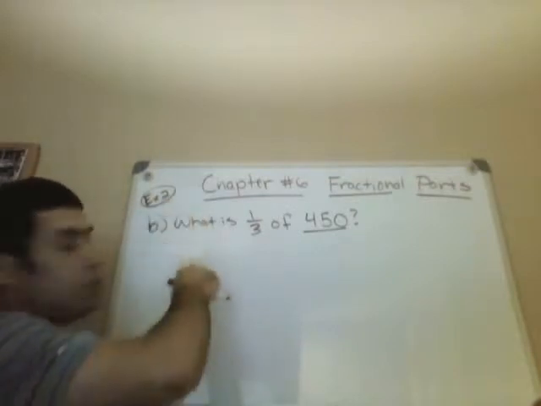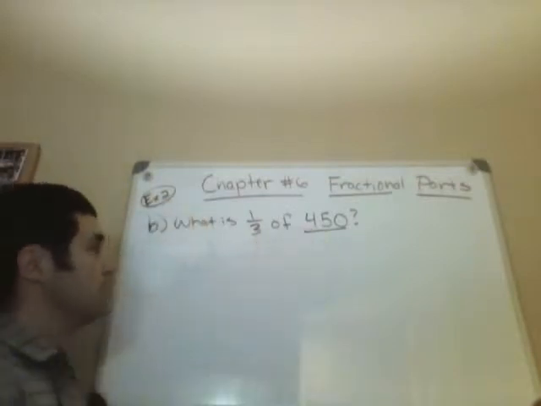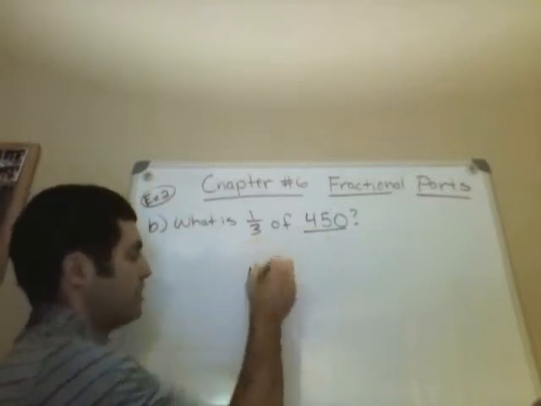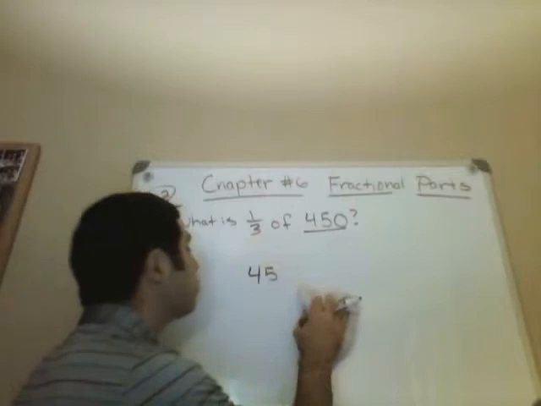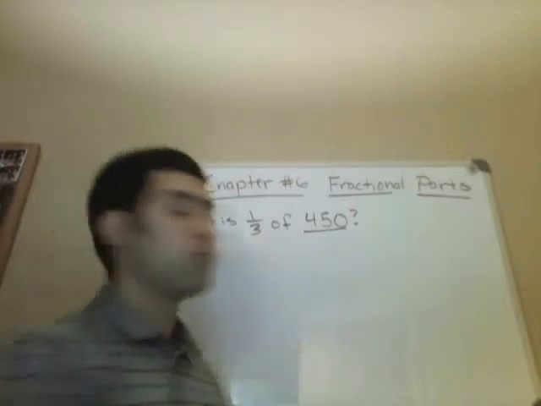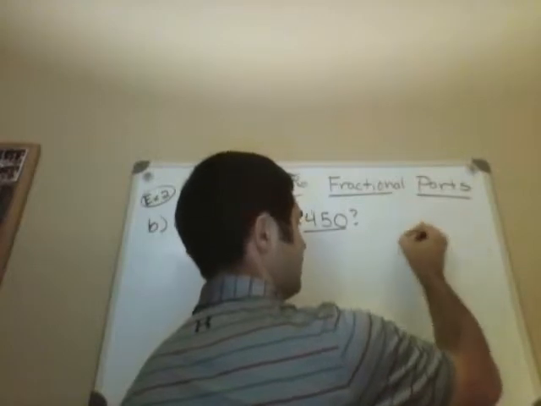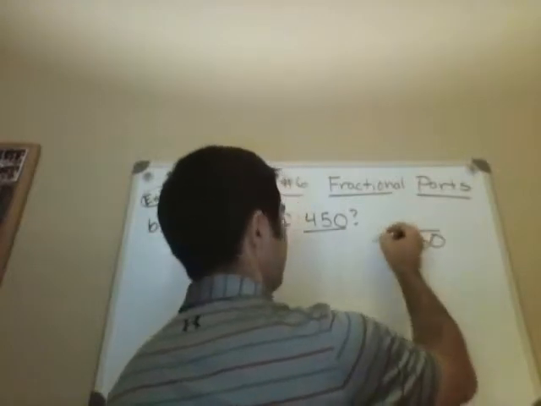Okay, let's see if that works. Part B for example 2 is what is 1/3 of 450? So we're just going to take 450. Actually, I think I'm going to run out of room there. Make sure you have enough room. I'm going to take 450, divide that by 3.